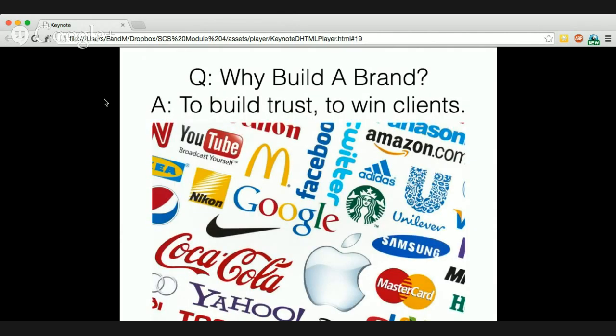A wise person told me once, why build a brand? The answer is you build a brand to build trust so that you can win clients. Now think about that. McDonald's is a good example. You go into McDonald's, you know exactly what you're going to get. It's exactly the same everywhere you go. Same with Starbucks. Same with Google. You can expect a certain kind of search result. You can expect Coca-Cola consistent. So it's consistency, it's trust. You know that if anything goes wrong with these brands, they'll stand behind their product.